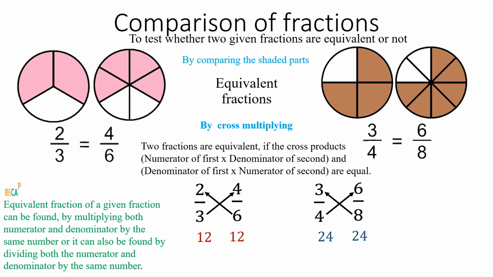Two fractions are equivalent if the cross products, that is numerator of the first, this is the first fraction and this is the second fraction, so numerator of the first and denominator of the second, and denominator of the first and numerator of the second, are equal. Given two fractions with the same denominator, that means they are like fractions, to test which fraction is greater.